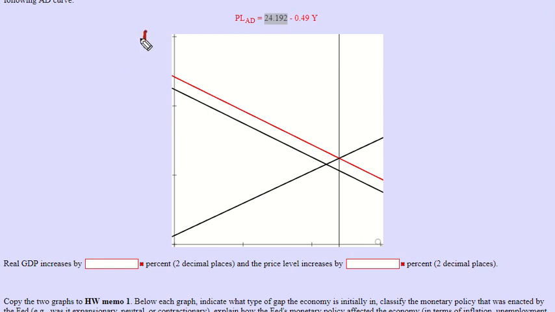So again, the vertical axis is the price level. The horizontal axis is real GDP. Long run aggregate supply is the vertical line. Short run aggregate supply curve slopes up in the Neoclassical model. Aggregate demand is initially down here. The GDP and price level are initially determined at the intersection of short run aggregate supply and aggregate demand.